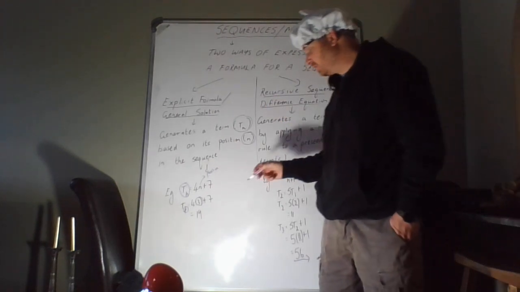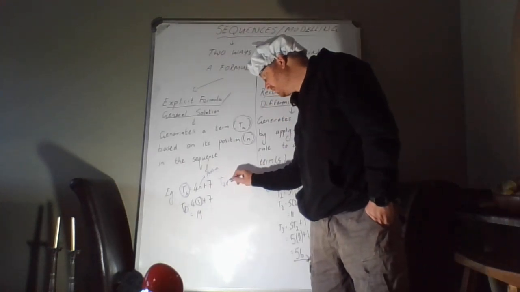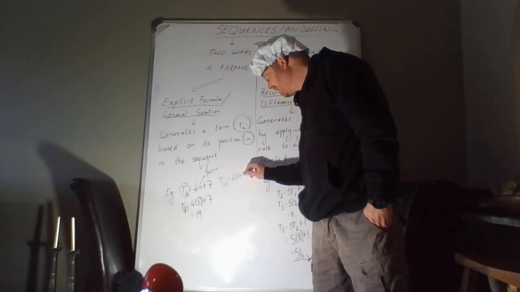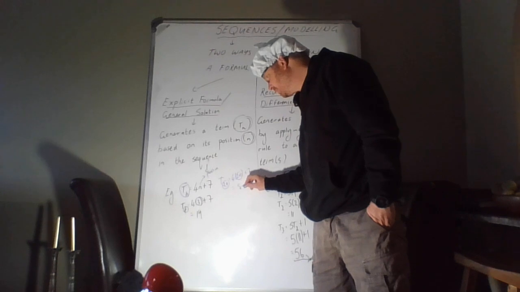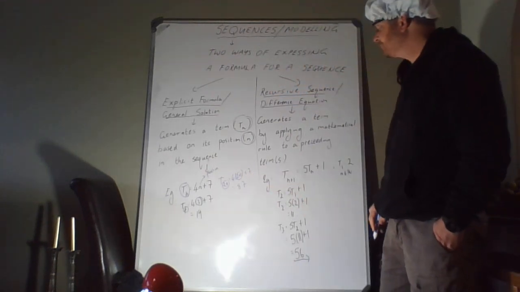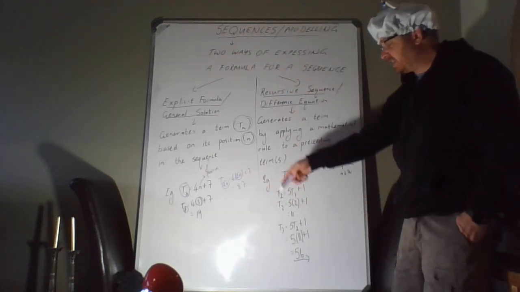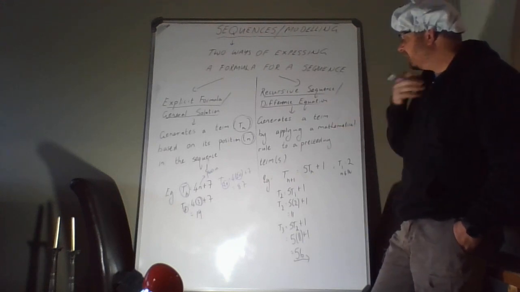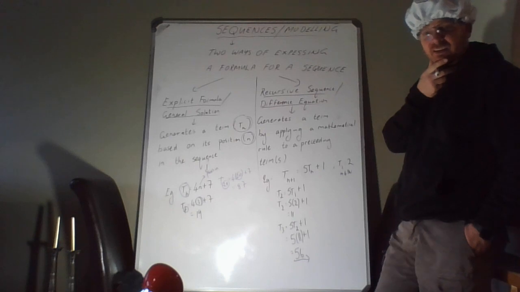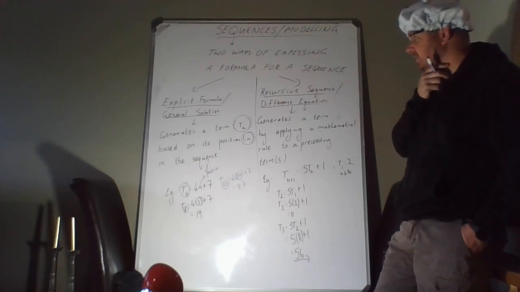Okay, so for example, term 20 in this formula would be 4 times 20. You just replace n with 20, plus 7, which would be 87. So that you've kind of done before. You've looked at it in core maths quite a bit. The next way we're going to look at sequences is recursive sequences or difference equations.